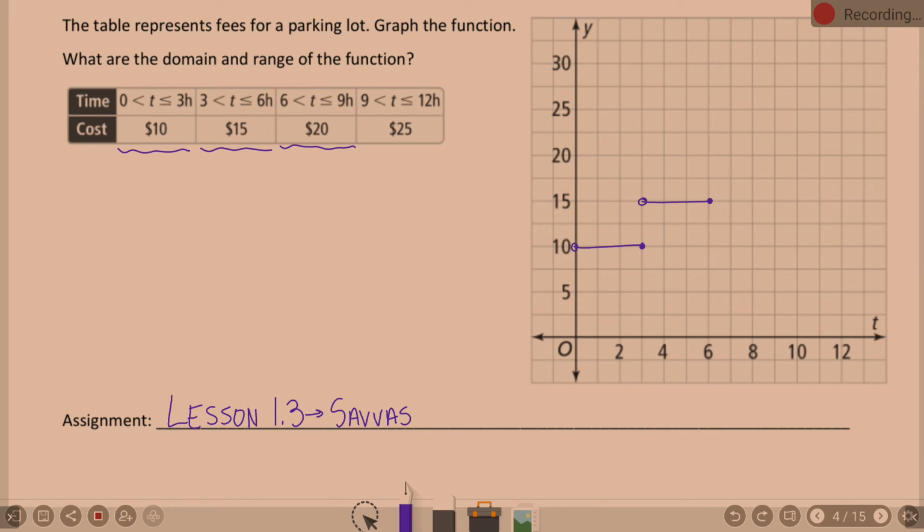At 6 hours, what happens to my price? Goes up to 25. Goes up to 20. So at 6 hours, we're at $20, and we're going to be there from 7 to 8 to 9. Looking at those endpoints again. Open and closed.